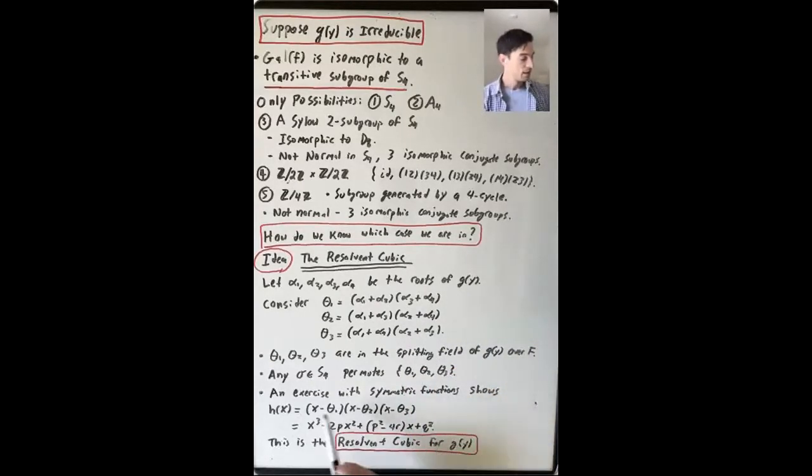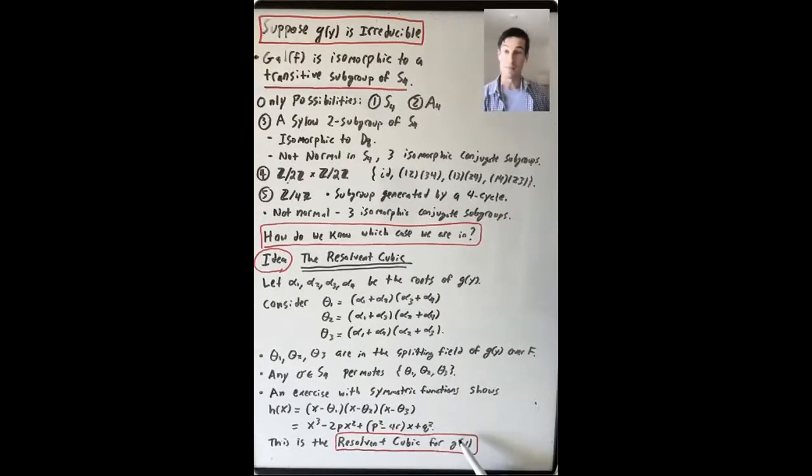Okay, so what does this show? We take this cubic polynomial h of x, whose roots are theta 1, theta 2, and theta 3, and you can write it in terms of the coefficients of g of y. This is x cubed minus 2p x squared plus (p squared minus 4r) times x plus q squared. And this polynomial is the resolvent cubic for g of y.